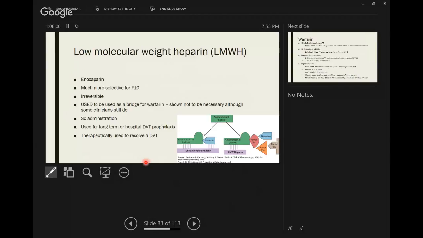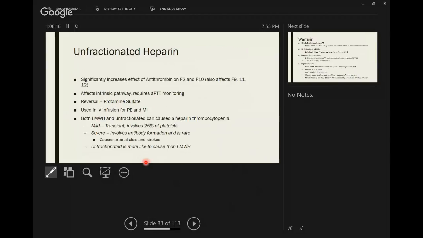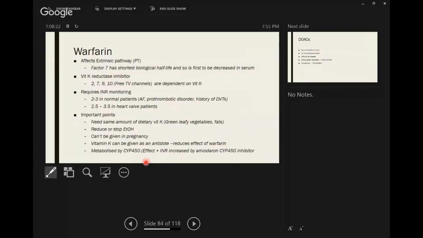Use subcut administration, so it's got to be injected. You can't take it orally, and it can be used long-term or in hospital for DVT prophylaxis, and it can be used therapeutically to resolve DVT. Interestingly, unfractionated heparin was discovered by a second year, so look at yourselves.